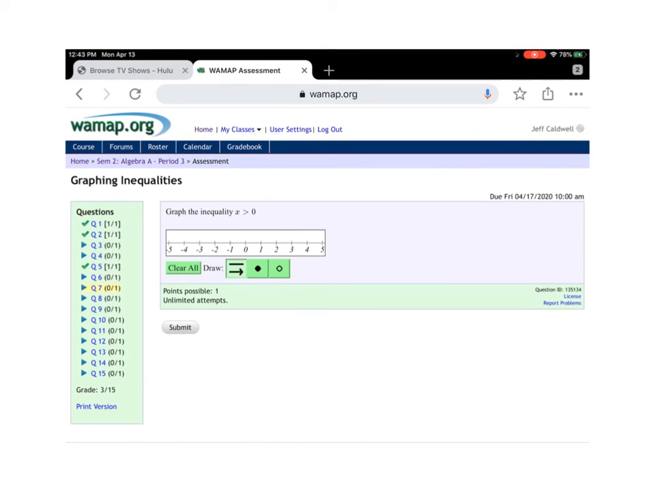And let's see if we got another one here. How about x is greater than or equal to 2? So 2 is a solution again, because 2 is equal to 2. So because there's that equal, I put a solid dot. Numbers greater than are to the right. So I start in the center of the dot and very carefully draw my line until I get that arrow and submit.